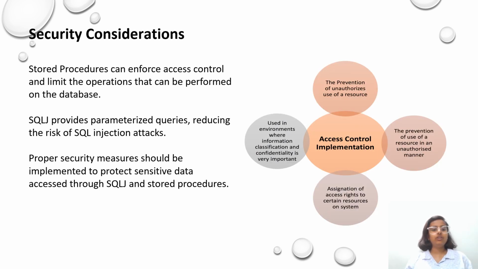Next is security considerations. Stored procedures can enforce access control and limit the operations that can be performed on the database. SQLJ provides parameterized queries, reducing the risk of SQL injection attacks. Proper security measures should be implemented to protect sensitive data accessed through SQLJ or stored procedures. Access control prevents unauthorized use of a resource, and prevents use of a resource in an unauthorized manner, like assigning access rights to certain resources on the system. It may be used in environments where information classification and confidentiality are very important.